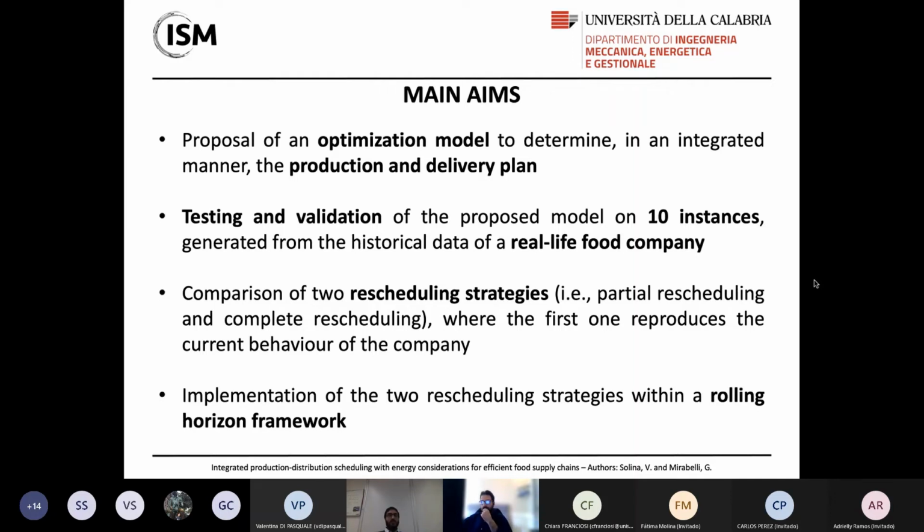In this context, we compare two rescheduling strategies. The first one is the partial rescheduling, that is the strategy currently used by the company, and a new strategy named complete rescheduling. And we have decided to implement these two rescheduling strategies into a rolling horizon framework, and I'm going to explain each point of this slide.